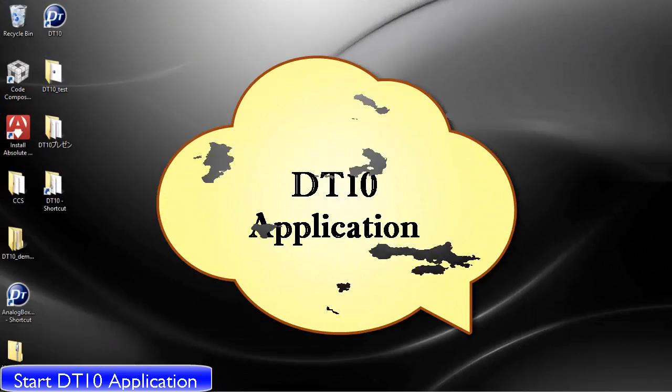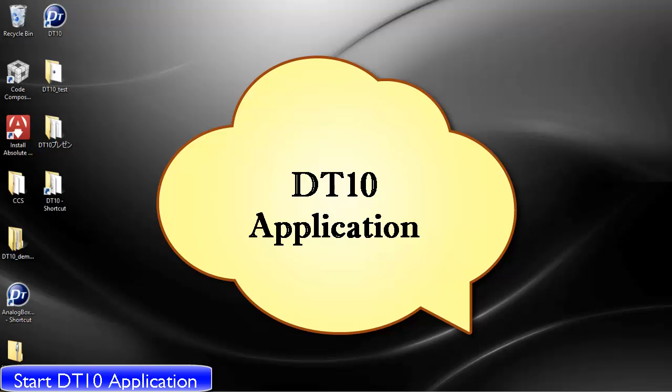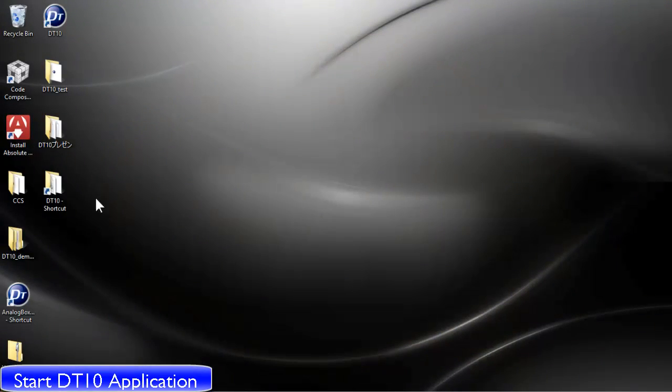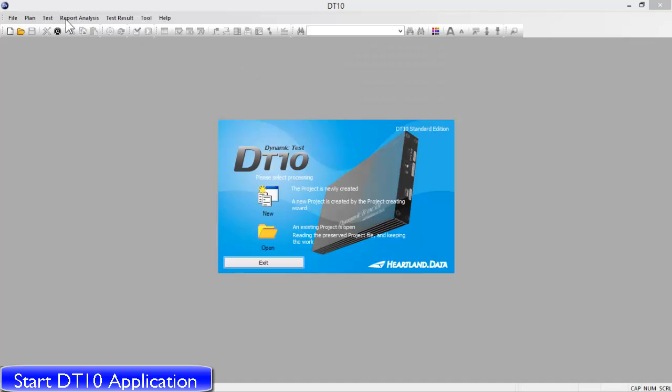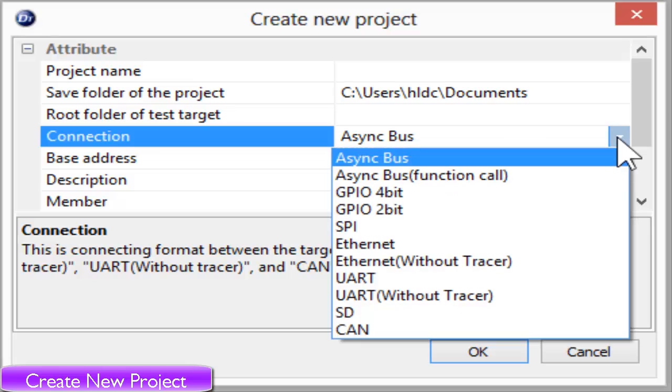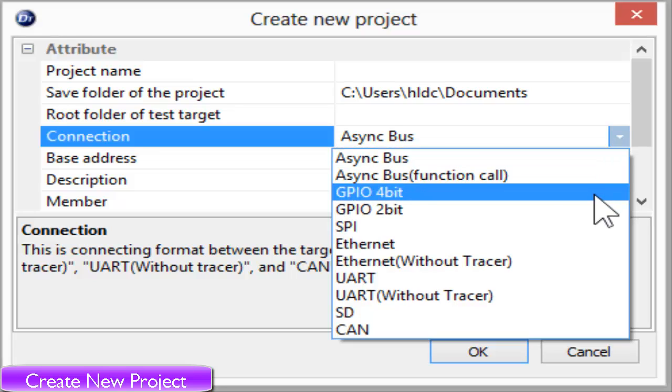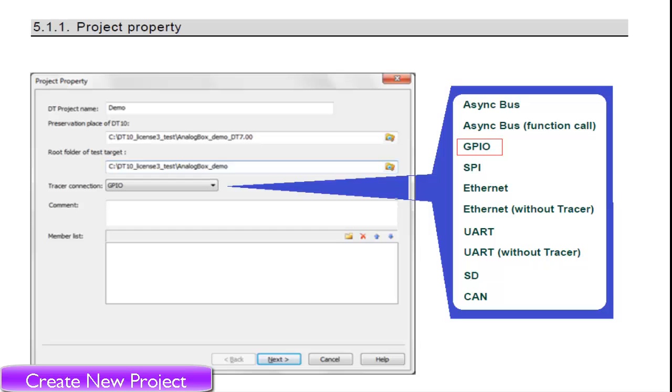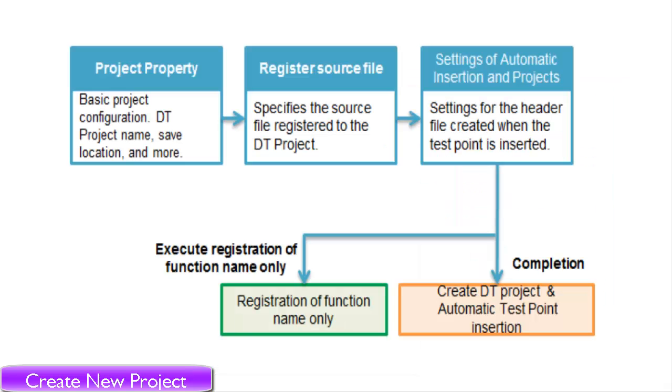Start DT10 application. To launch the DT10 application on a PC, double-click this DT10 shortcut icon. The DT10 initial screen will pop up. When you import your new source code onto the DT10 application to insert test points, click this New icon, then follow the direction. A new project will be created, and necessary test points will be automatically added onto your source code.